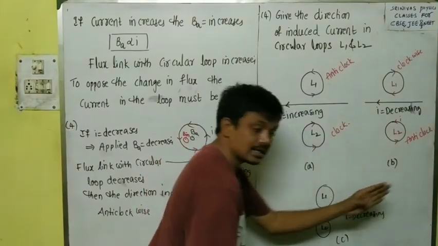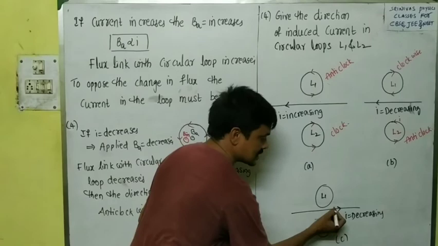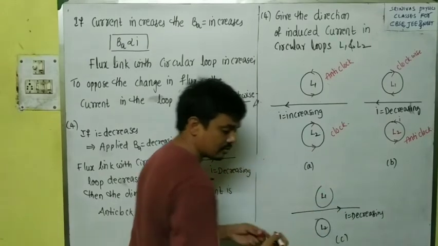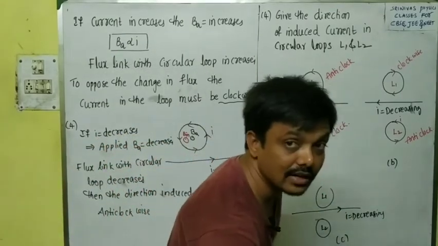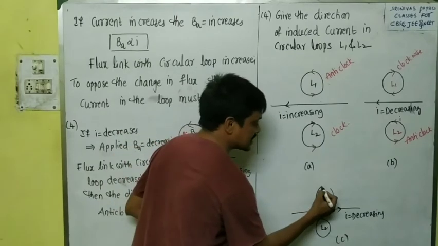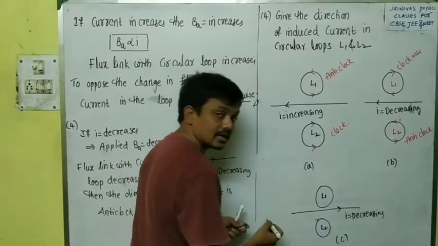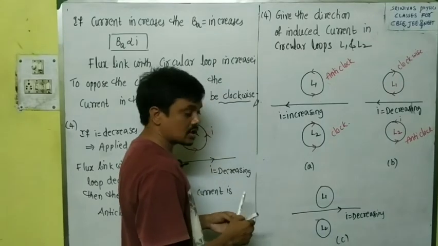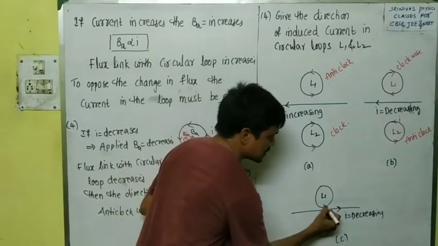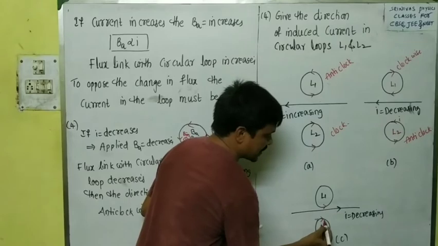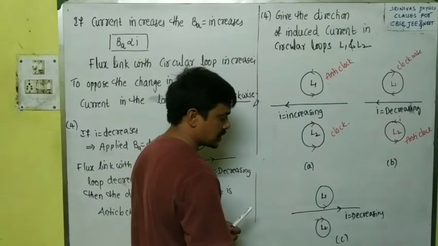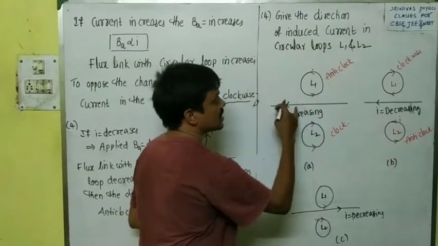Then here the current is decreasing on the right side. When it is increasing, we can oppose. But when it is decreasing, what happens? When it decreases, the induced current should support. Support means the same direction current will generate. Decreasing means same direction, supports. Okay, and increasing means opposite direction.